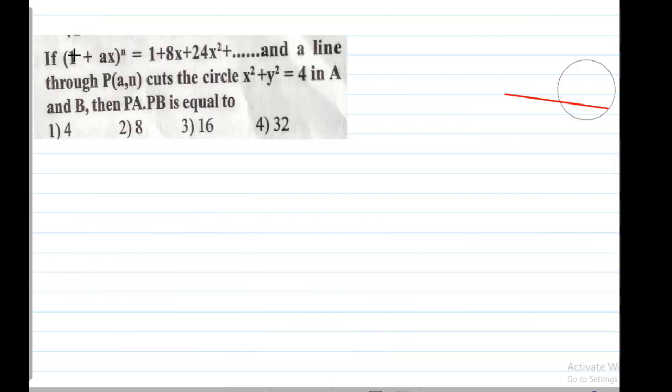Okay students, yeah, this is C16. So first of all I will write the problem. If (1 + ax)^n = 1 + 8x + 24x² + so on, a line through P(a, n) cuts the circle x² + y² = 4 at A and B, then find PA × PB. So this is the point P whose coordinates are given as small a comma n. So through this point a secant is drawn intersecting the circle at A and B. So we want PA × PB.